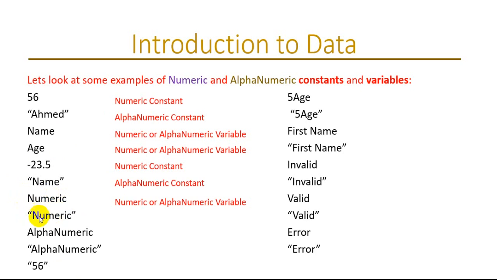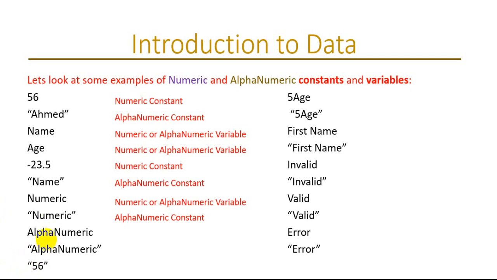If you look at this one, this is an alphanumeric constant because we have put double quotes into that. Sorry, not numeric, alphanumeric constant. It's not a number, no. So it cannot be arithmetically manipulated. So it's an alphanumeric constant.